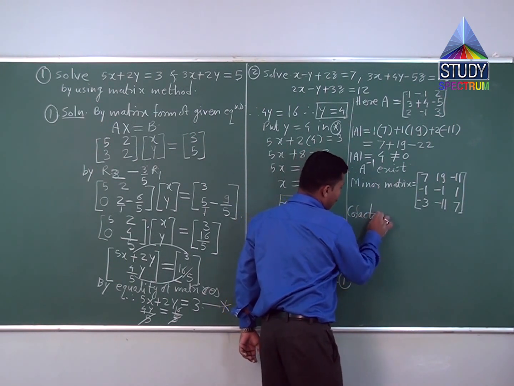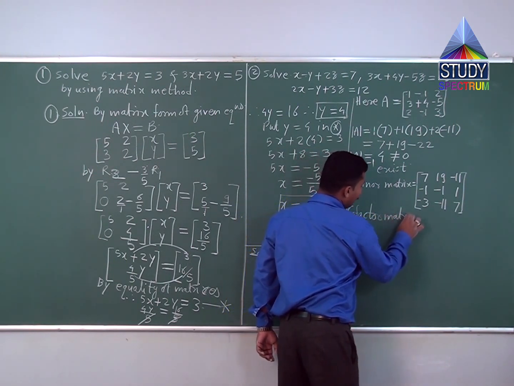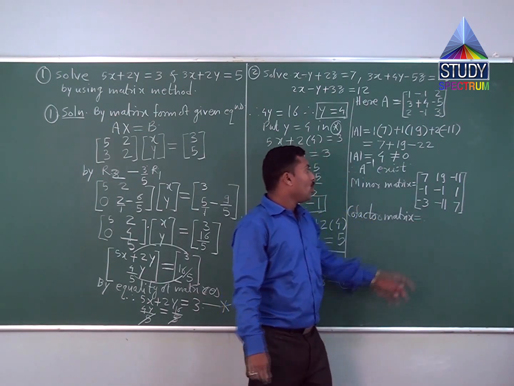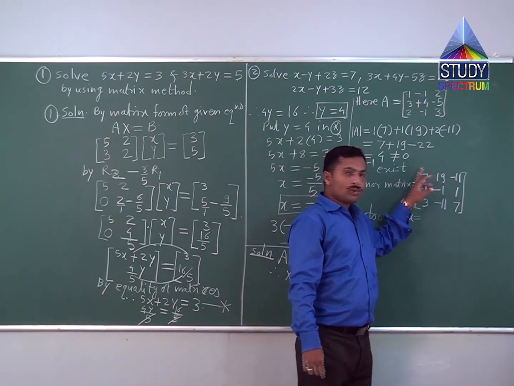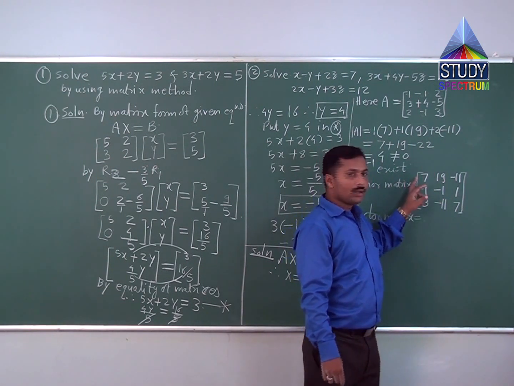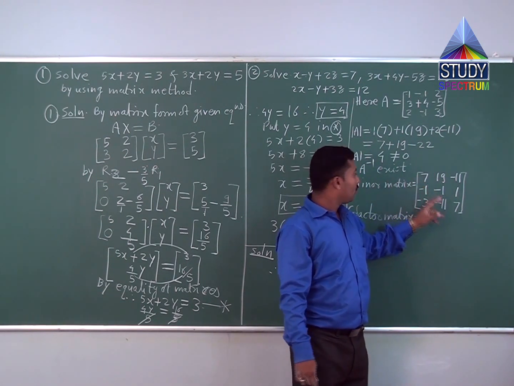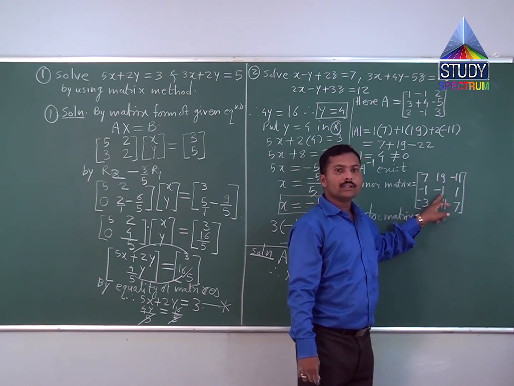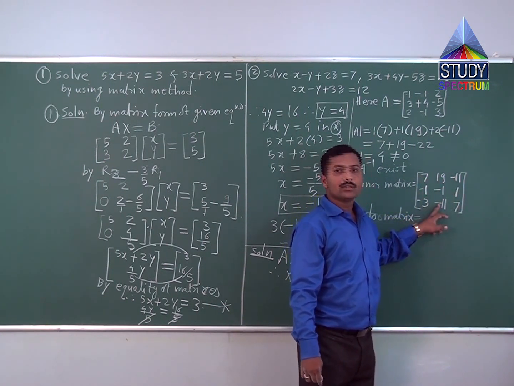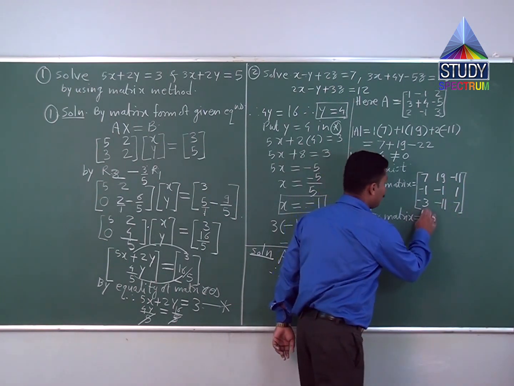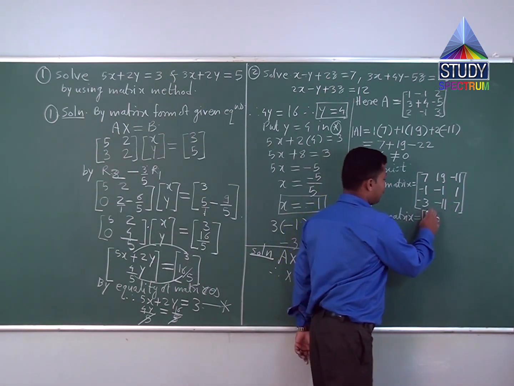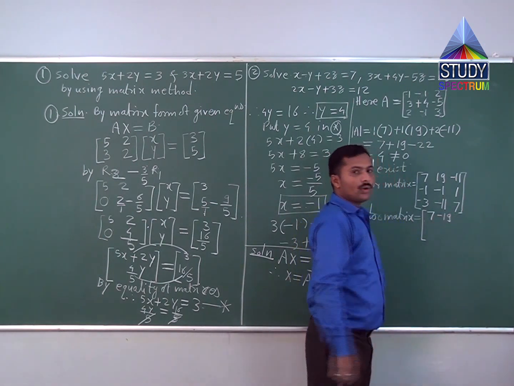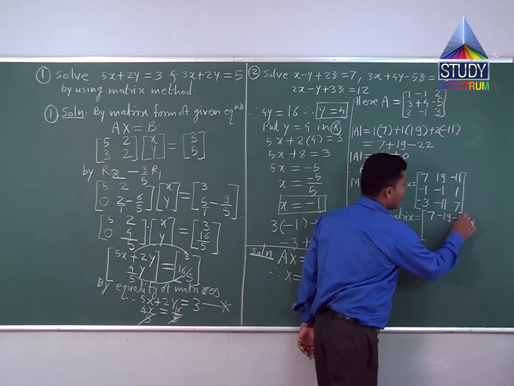What is cofactor matrix? We have given the idea for 3 by 3 matrix. No change, only change by signs in the following manner: no change, change, no change, change, no change, change, no change, change, no change. So no change means 7 as it is. Change means minus 19. No change, minus 11 as it is.